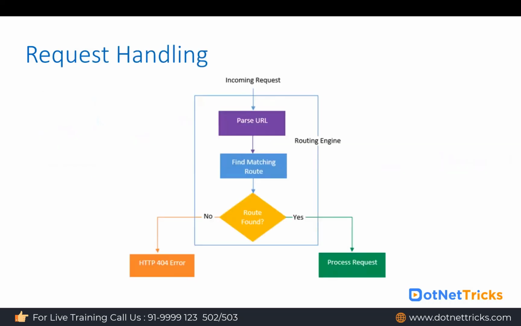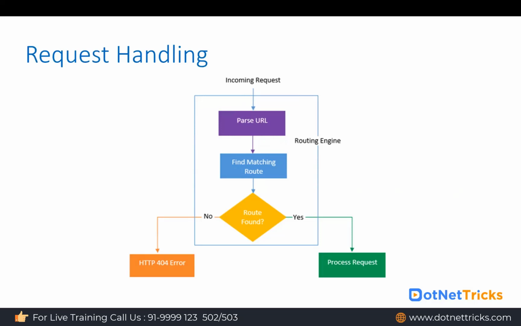So this is a typical diagram to understand how the routing system is working behind the scenes. When we make a request, that request will be passed to the routing system. And what are the routes we add in the route config file? If you remember, in the last session I showed you that in the route config file we have the default route there. In the same way we can add multiple routes there.